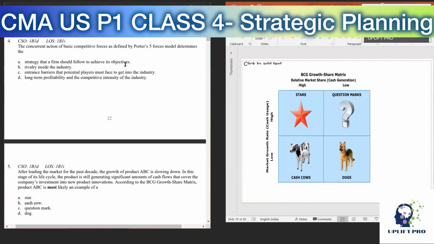The market is stagnated. In stars, the market is growing. From 100, it can become 150, 200, depending upon how you advertise. In cash cow, the market is stagnated. You cannot increase your sales beyond this level. It's saturated. But you don't have to spend money on advertising your product. You don't have to spend money on promoting your product. It sells on its own. It sells by the name, by the brand.